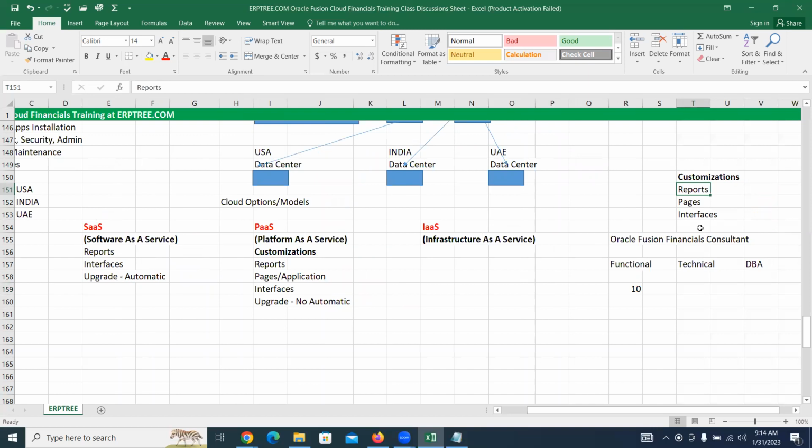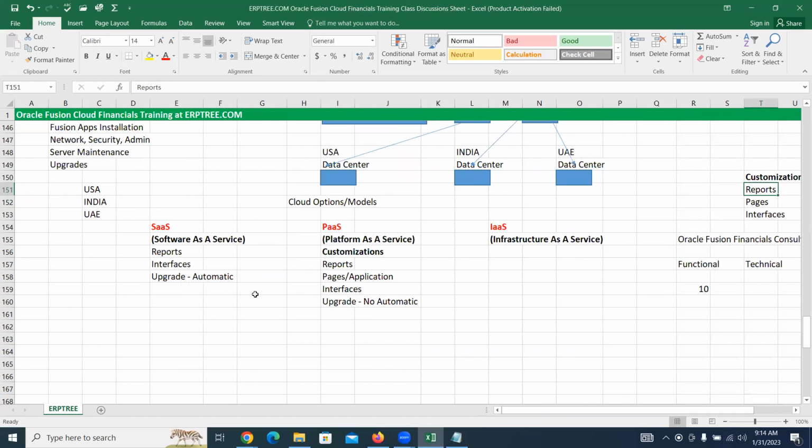Create on report, call as customization. Page creation, customization. Interfaces, customization. So these all are not allowed in the SaaS. In SaaS, what is allowed?